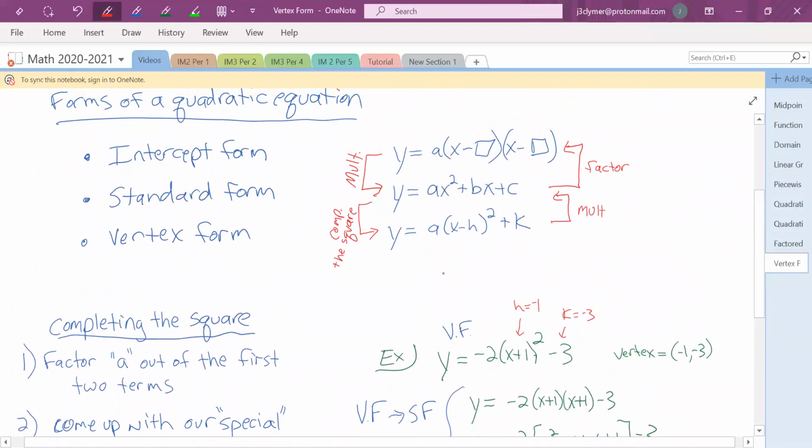So now you should be able to get between all the different forms, and you should be able to graph a parabola in each one of those 3 forms as well. All right, so go ahead and write a summary over what you learned today.